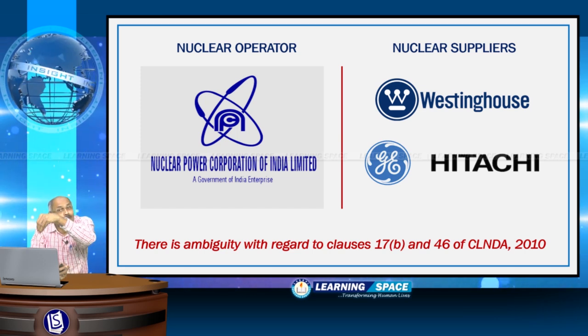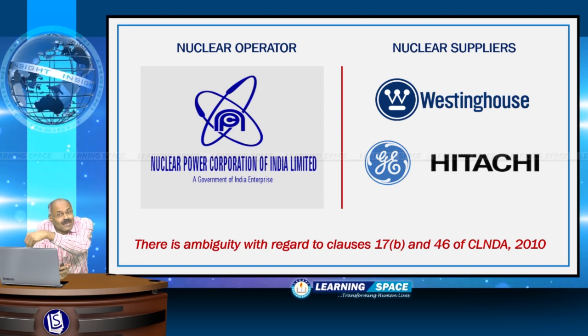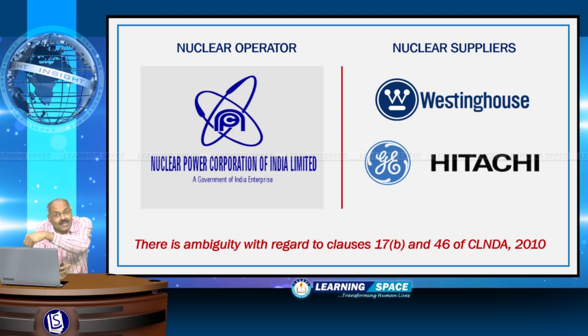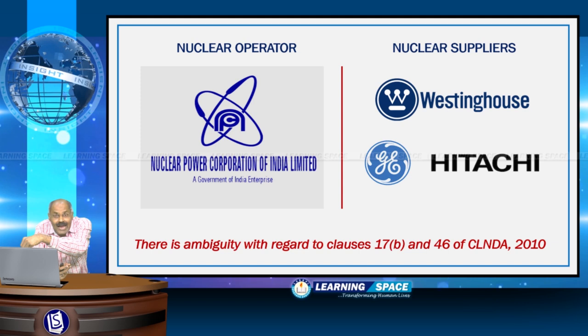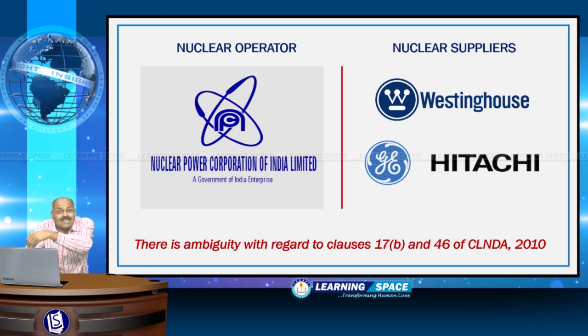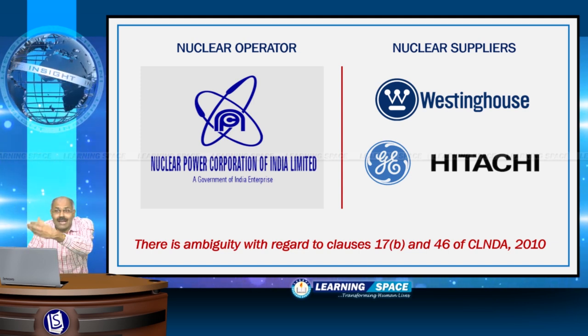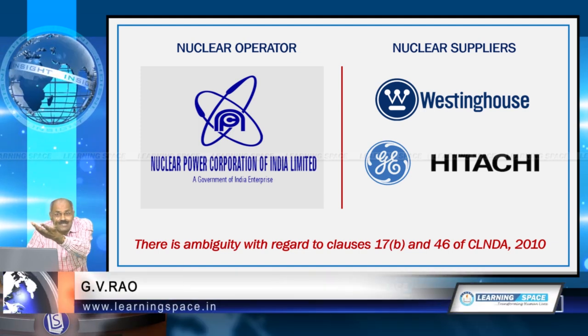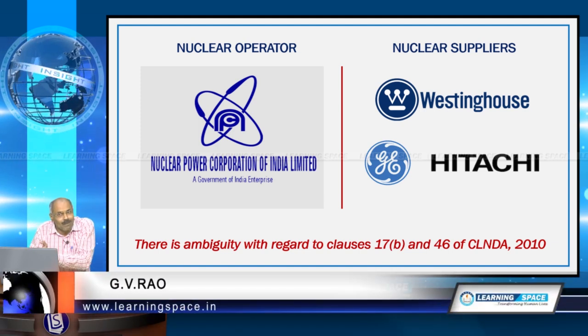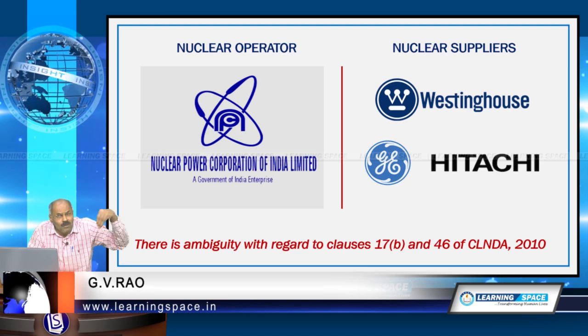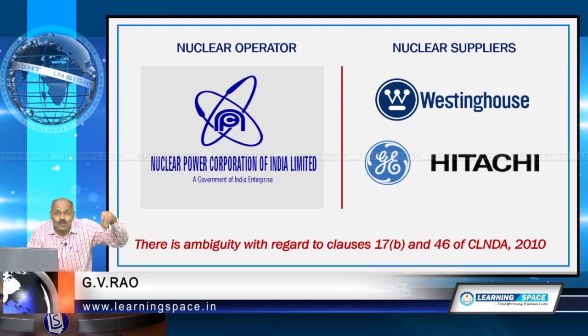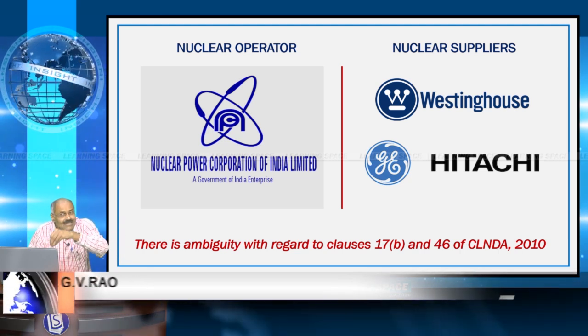And nuclear suppliers. Nuclear suppliers means they may be suppliers of nuclear fuel or nuclear equipment. They are basically foreigners. If you look at the examples, GE Hitachi, Westinghouse, these are nuclear suppliers. And we brought the Civil Liability for Nuclear Damages Act of 2010.